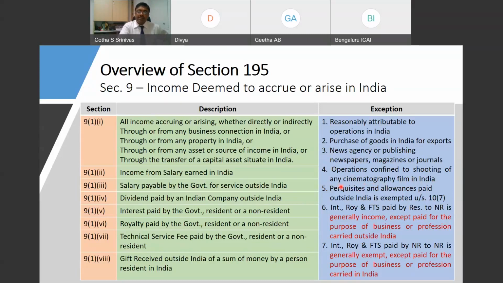Then another exception is perquisites and allowances paid outside India, which is exempted under section 10, subsection 7.